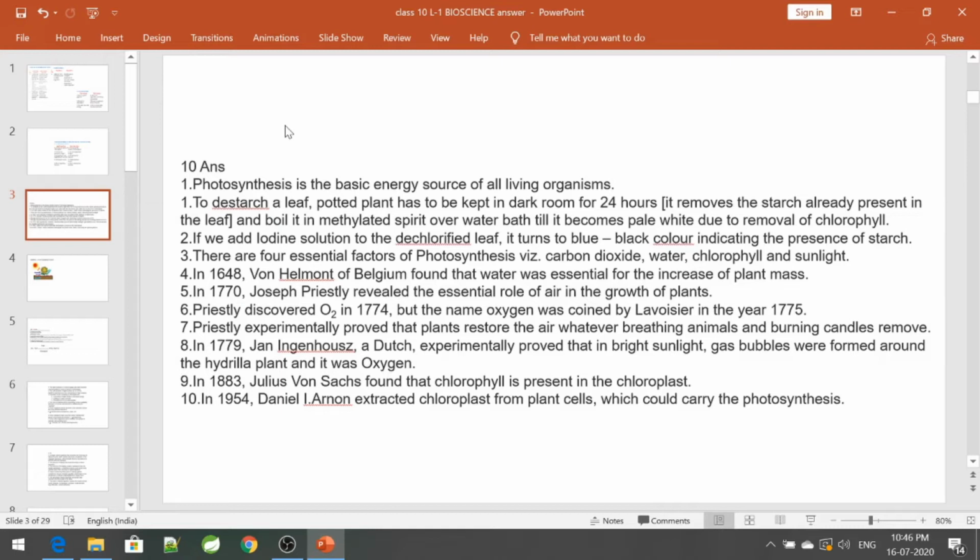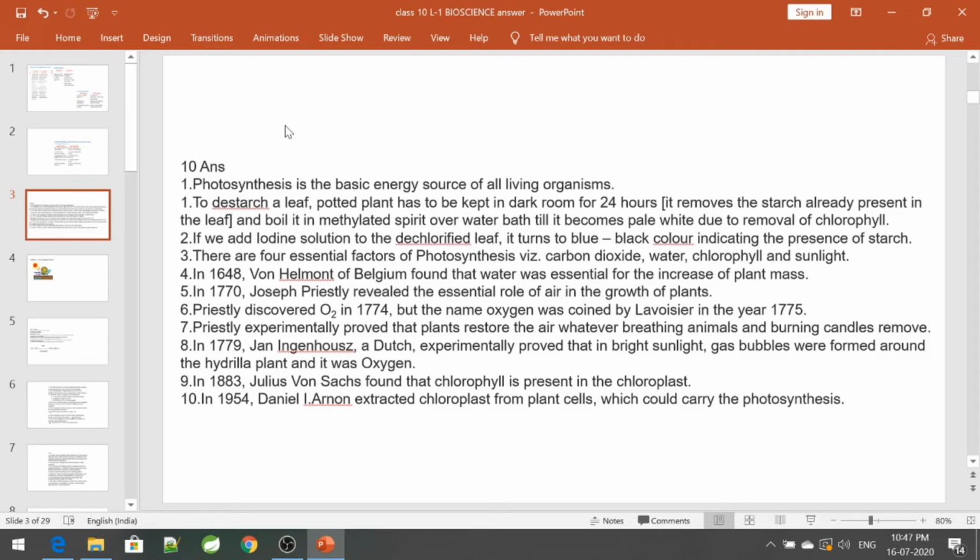In 1770, Joseph Priestley revealed the essential role of air in the growth of plants. What he revealed is that air is also needed for the growth of the plant. Helmont spoke of plant mass and Priestley of plant growth, so don't get confused. Priestley also discovered oxygen, in 1774. But the name oxygen was coined by Lavoisier in the year 1775.